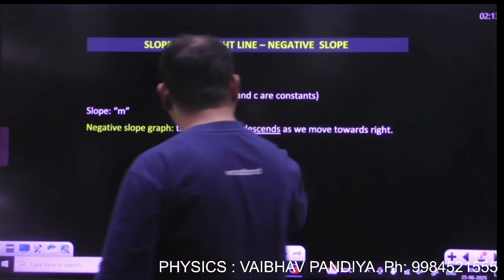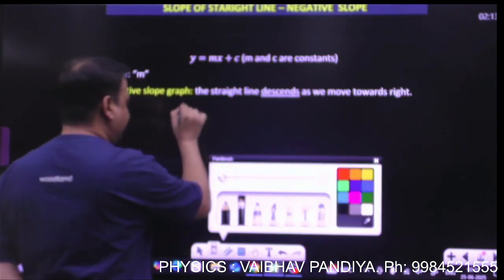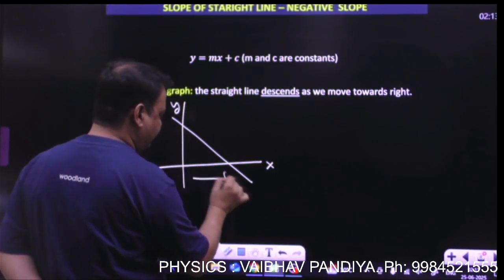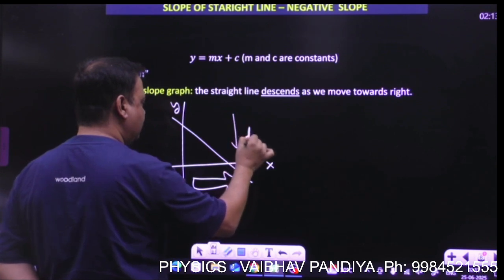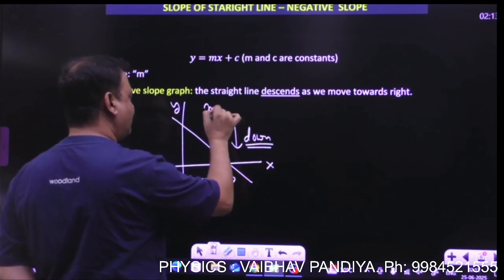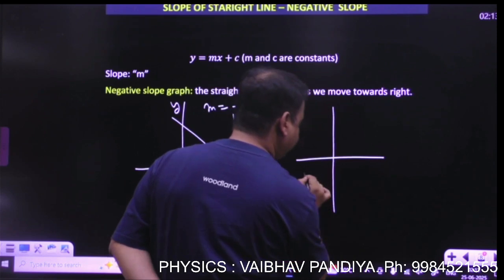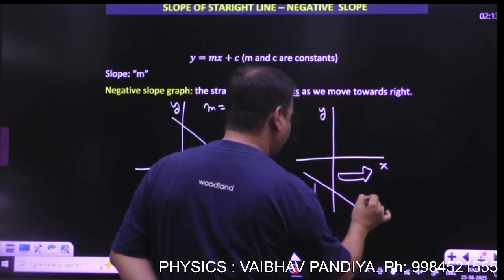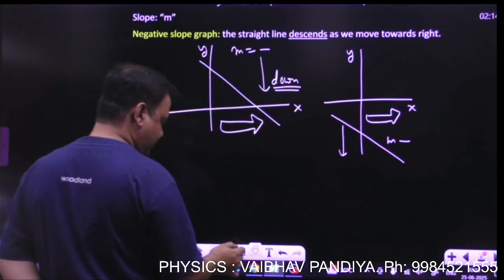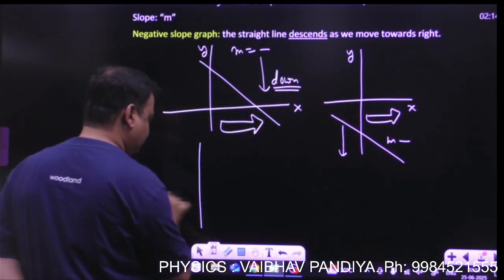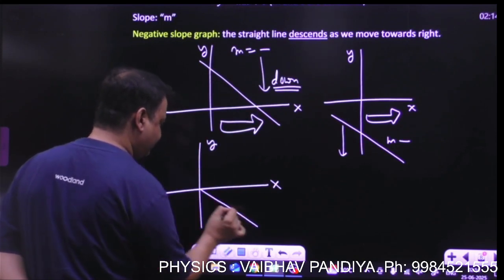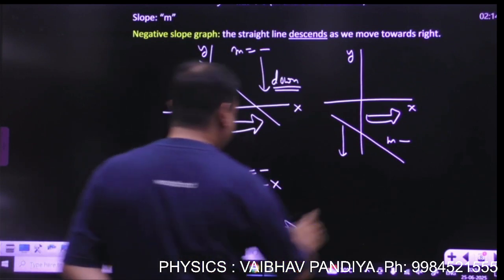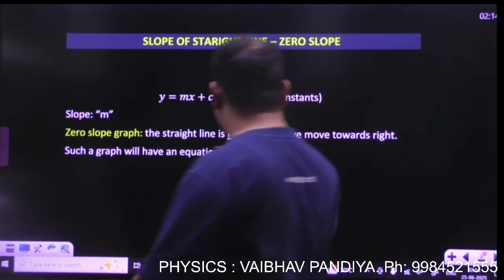In the same way, if you are moving to the right side and the line goes down, say like this. When I am going to the right side, the line is going down, correct? Slope is negative. It can be like this also. I'm going right side, the line is coming down, slope is negative. Okay, all these graphs are illustrating negative slope. We can have something like this also. I'm going right side, graph is coming down, slope is negative. Okay, what is a zero slope graph?